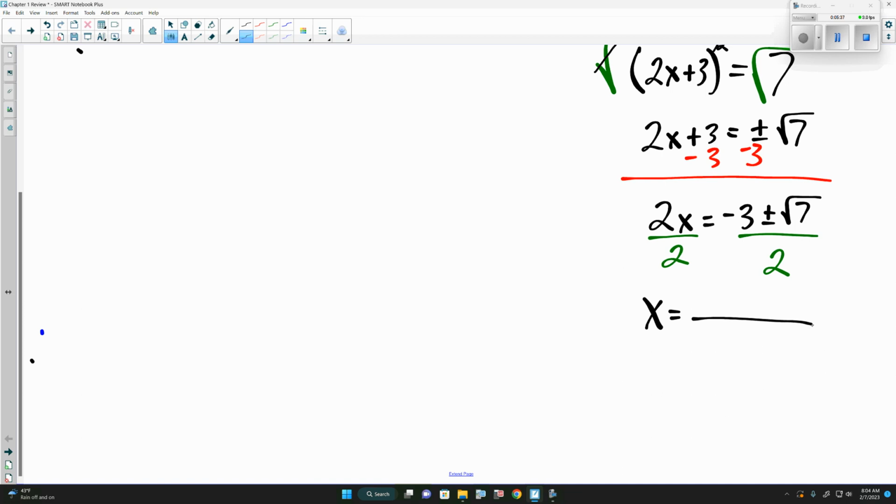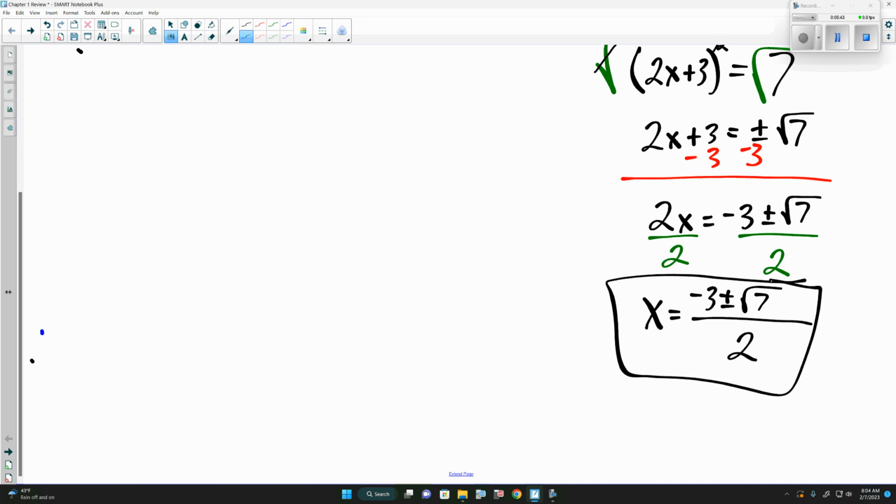Because we will get x by itself is equal to -3 plus or minus the square root of 7 over 2. And you can leave it as this here. You don't have to rewrite it back out as -3/2 plus the square root of 7 over 2, and x is equal to -3/2 minus the square root of 7 over 2. We don't have to break it apart or simplify it all the way down to there. I will take it as -3 plus or minus the square root of 7 all over 2. I will take it as the 1. Okay?